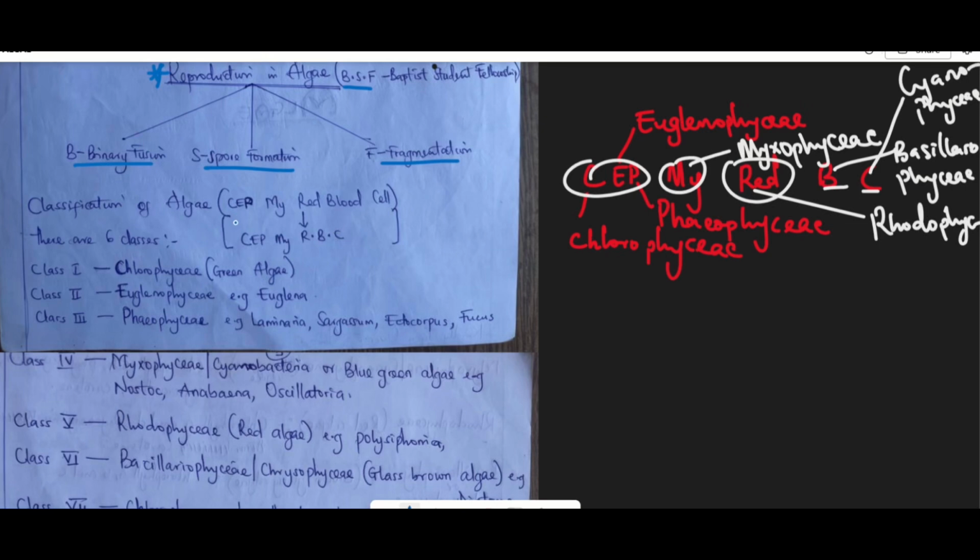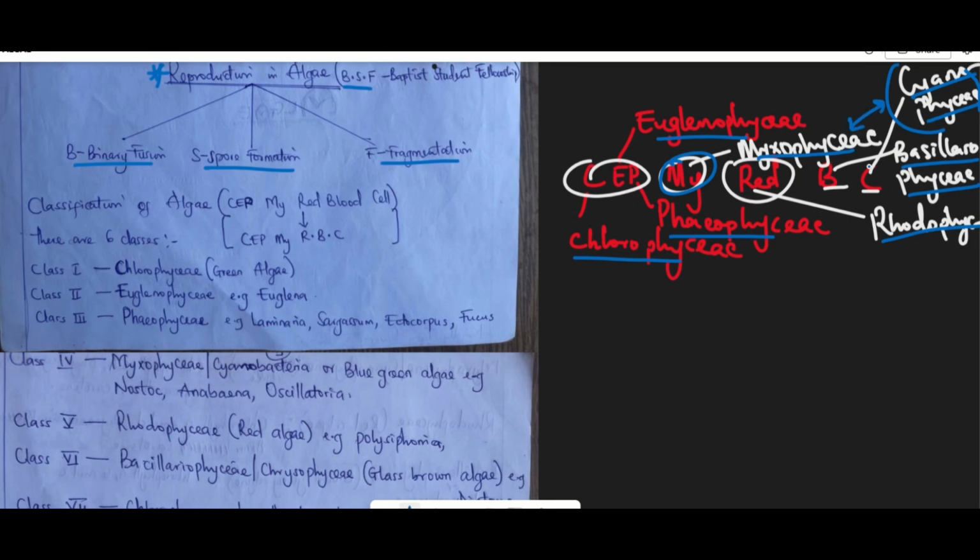And we said that classification of algae is given an acronym, C-E-P-M-R-B-C, where C represents Chlorophyceae, E represents Euglenophyceae, P represents Phaeophyceae, M represents Mesophyceae, then R represents Rhodophyceae. We have B representing Bacillariophyceae, and the last one, which is Cyanophyceae. Now note that Mesophyceae and Cyanophyceae are the same, right? So you call it Mesophyceae or you call it Cyanophyceae.